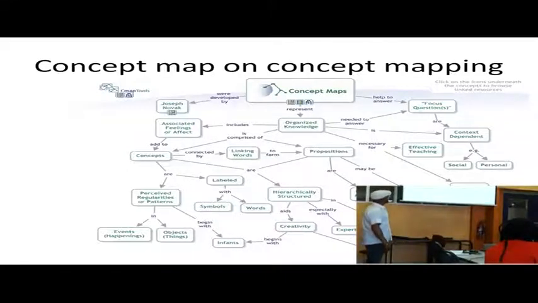So I can stop and say organized knowledge includes associated feelings or affect. Concept maps include concepts and linking steps that organize knowledge, and it needs to answer a focus question. You see, I can read it, and even as I'm reading off the concept map, it makes sense. There's nobody that has to actually explain to me what the concept map is.